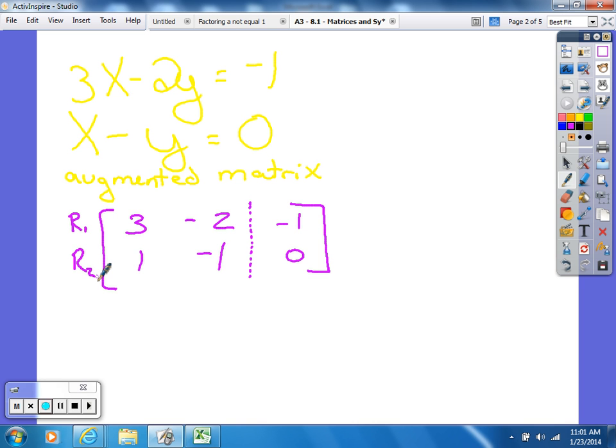So, first thing I noticed is you see a 1 right here, right? And I actually want the 1 where? I want it above it, don't I? So you know what I'm going to do? I'm going to switch them. So 1, negative 1, 3, negative 2, negative 1, and 0. Okay. So now I have a 1 in the spot I want it to be.